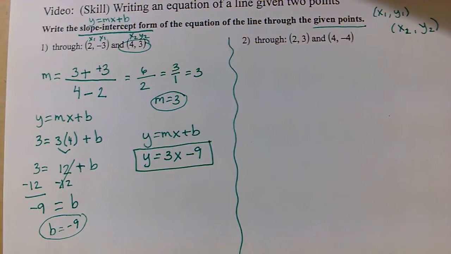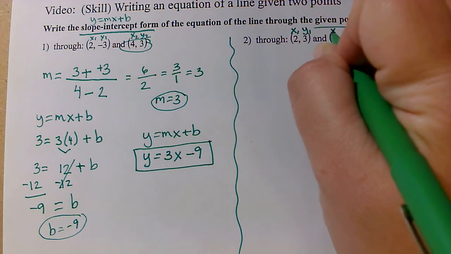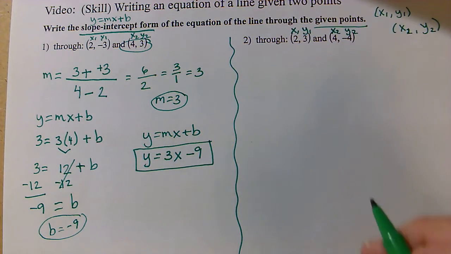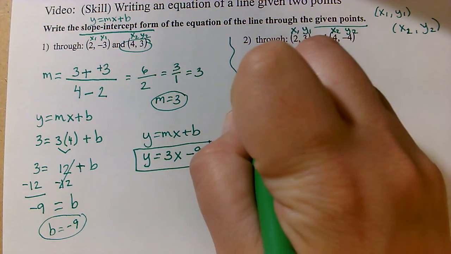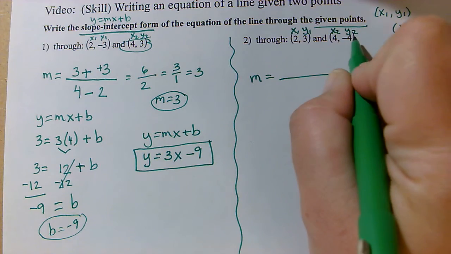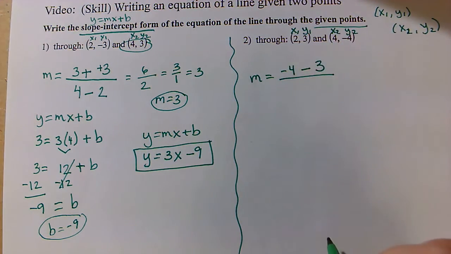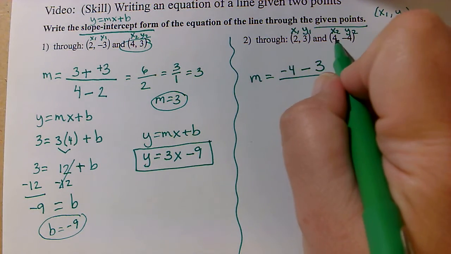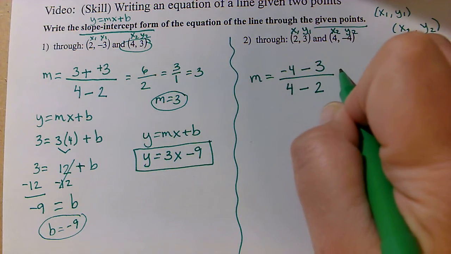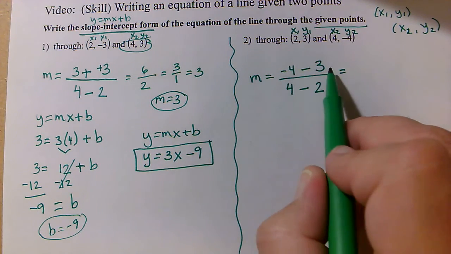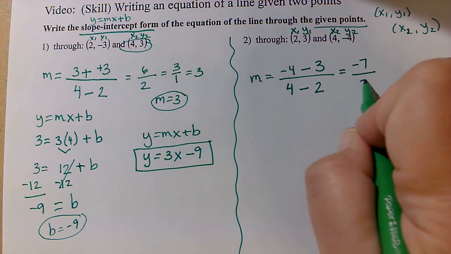So again, we're going to label our points x1 and y1, x2 and y2, and we're going to start off by calculating the slope. So we want the slope between the point (2, 3) and (4, -4). In order to do that, we're going to do y2, which is -4, minus y1, which is 3, and then x2, which is 4, minus x1, which is 2, and that's going to equal -4 minus 3, which is -7, over 4 minus 2, which is 2.